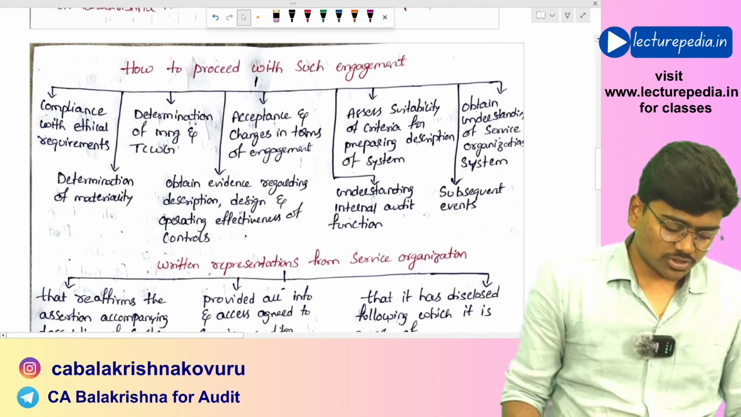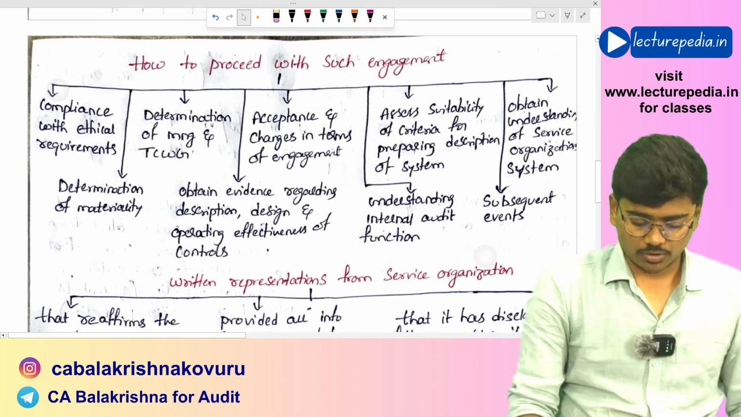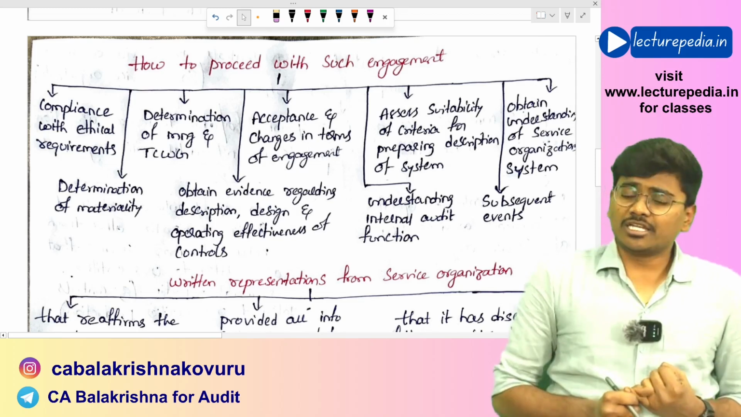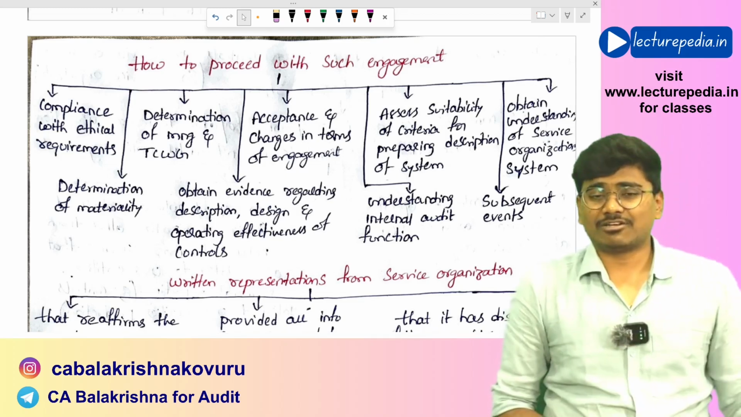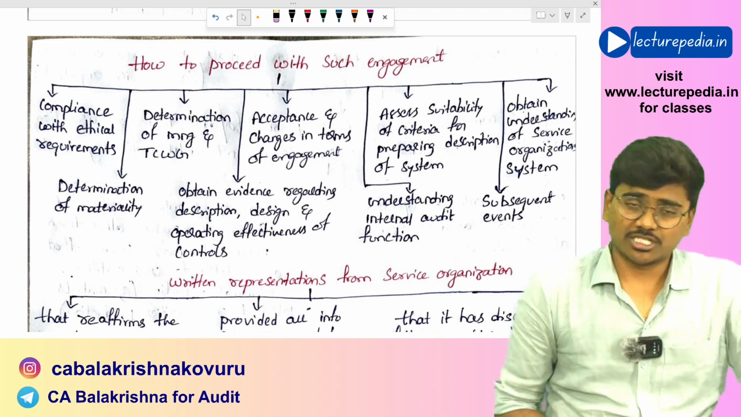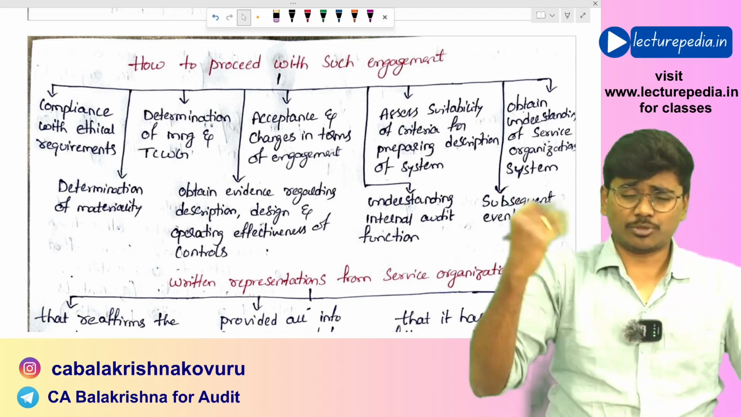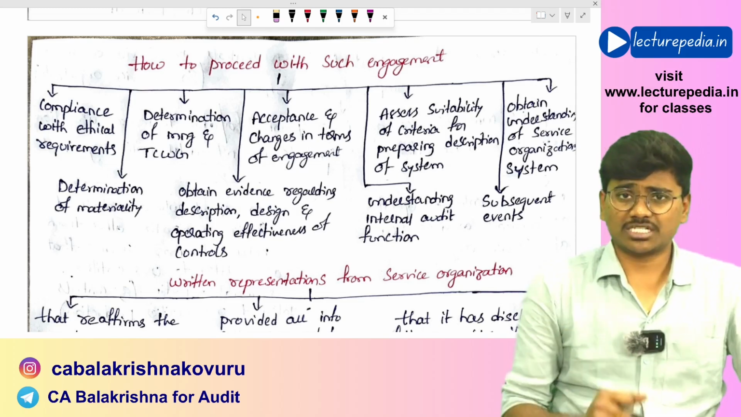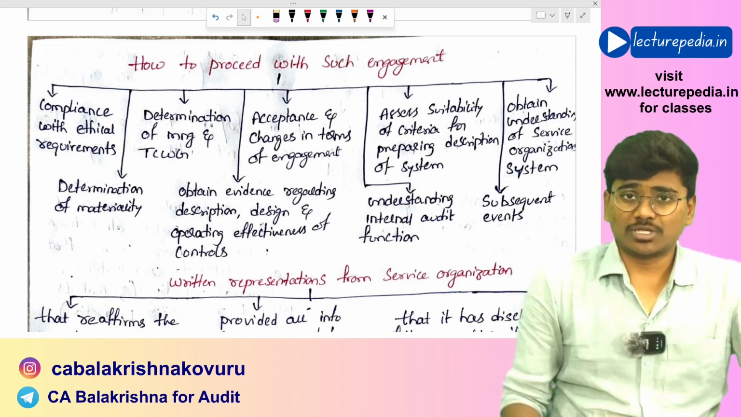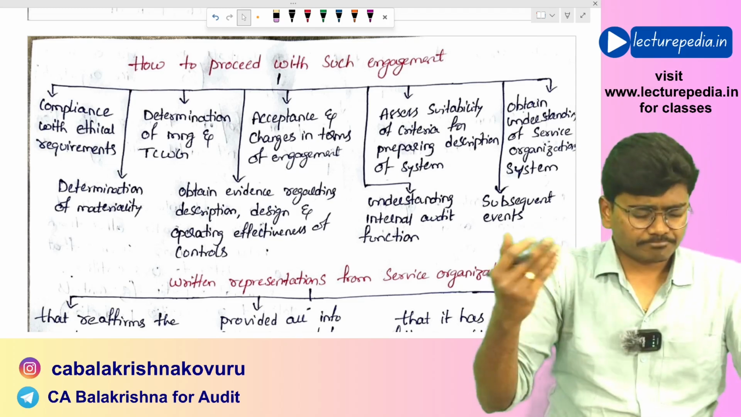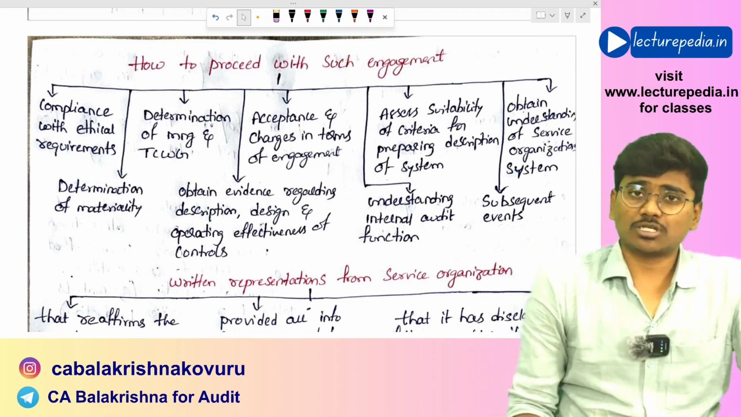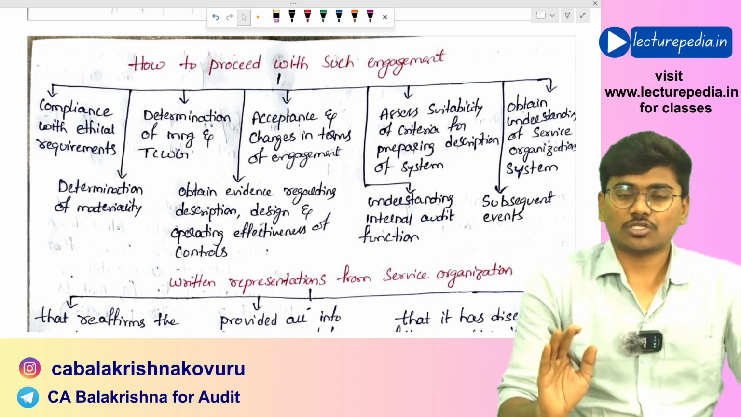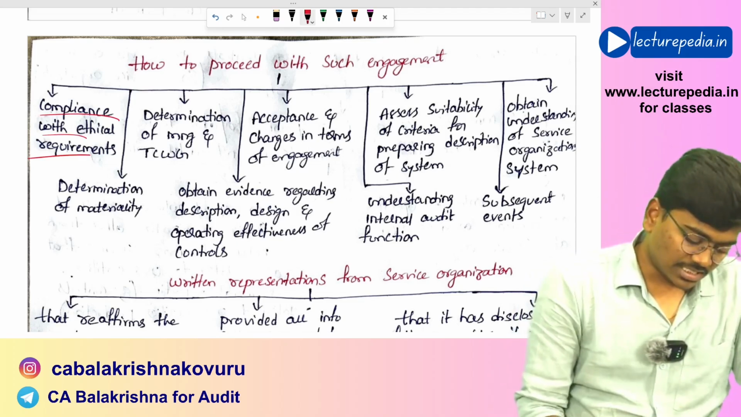Next, how to proceed with this engagement? First of all, the service auditor needs to comply with all the ethical requirements, all the fundamental principles. In professional ethics we have certain ethical requirements: confidentiality, integrity, objectivity, professional due care. The auditor needs to comply with all these ethical requirements, and independence should also be complied with by the service auditor. Hope that is clear. Compliance with ethical requirements.